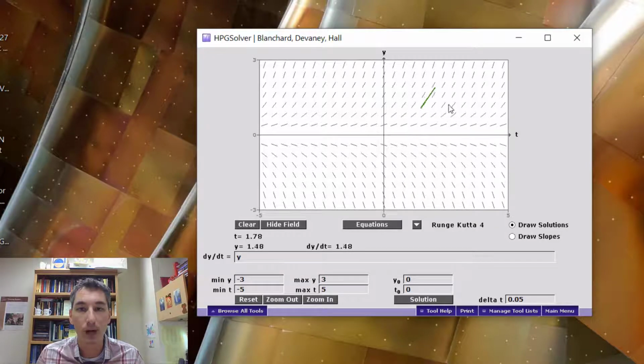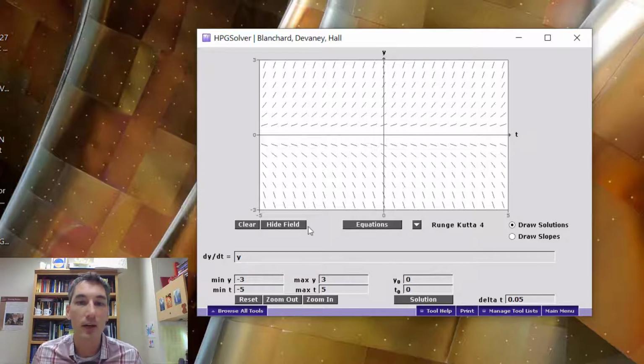It has the same property in that the higher the y-coordinate you go, the steeper the slope is, the lower you go, and then if it's negative, the slope is negative. So it's the same dy/dt equals y.